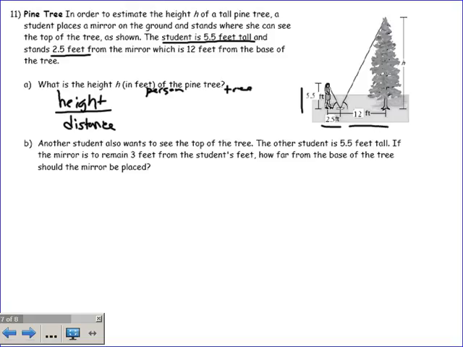So how tall is the person? Well, she's 5.5 feet. How far is she from it? She's 2.5 feet. What's the height of the tree? Well, I don't know. And how far is the tree from it? Well, it's 12 feet. Okay, so that's the way that I would set it up. You can set it up a lot of different ways. You're still going to get the same answer. That's the way that I think about it.